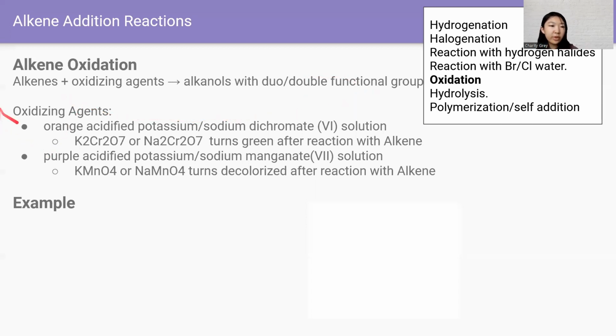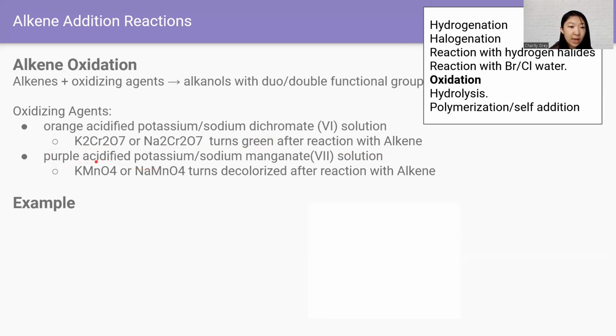These are some of the common oxidizing agents. You can have orange acidified potassium or sodium dichromate. This does not mean potassium and sodium dichromate. It means potassium dichromate or sodium dichromate solution. This is dichromate, Cr2O7, and then you have your potassium or your sodium in front of it, right? It starts as orange, and you notice that if you add it, it turns green after the reaction of the alkene.